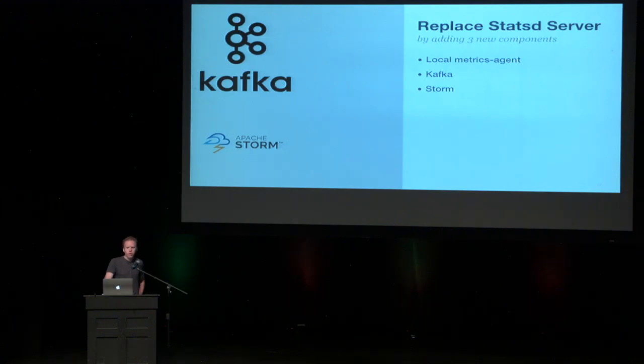So we need to replace the statsd server. We did this by adding 3 new components. We have a local metrics agent to collect the data per host, which then sends it to Apache Kafka, which is a distributed message broker. From Kafka, Apache Storm will read the metric data, aggregate it, and then send it to Graphite and OpenTSDB.